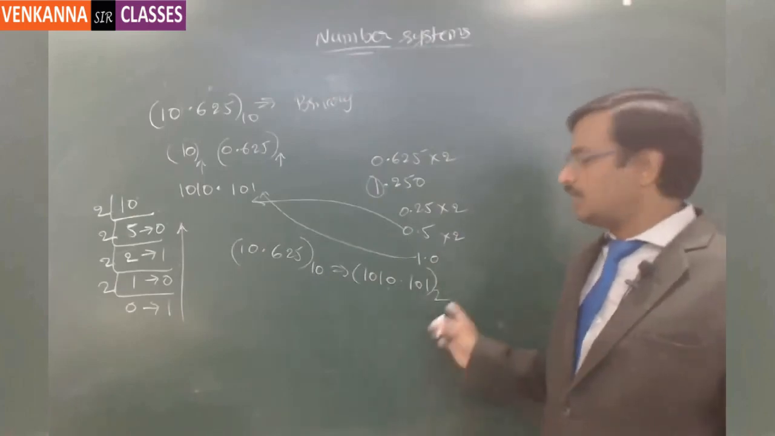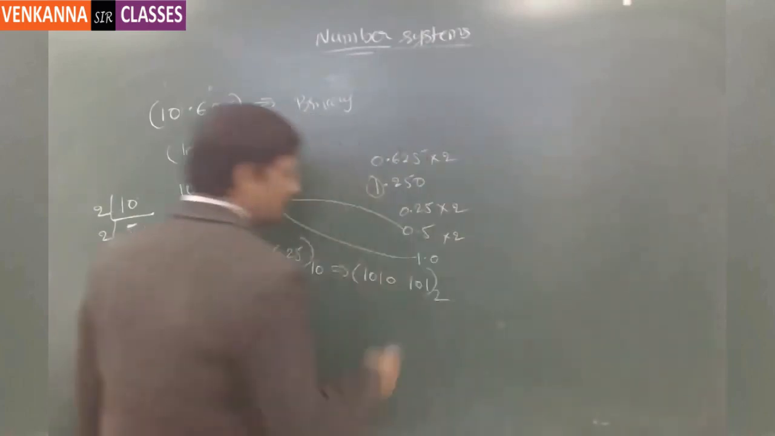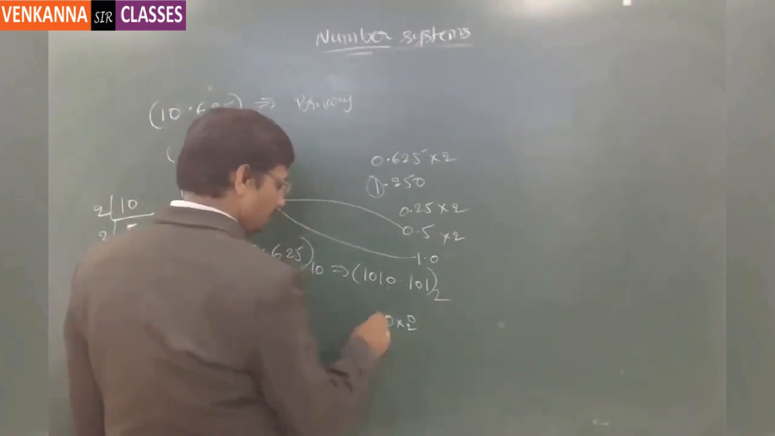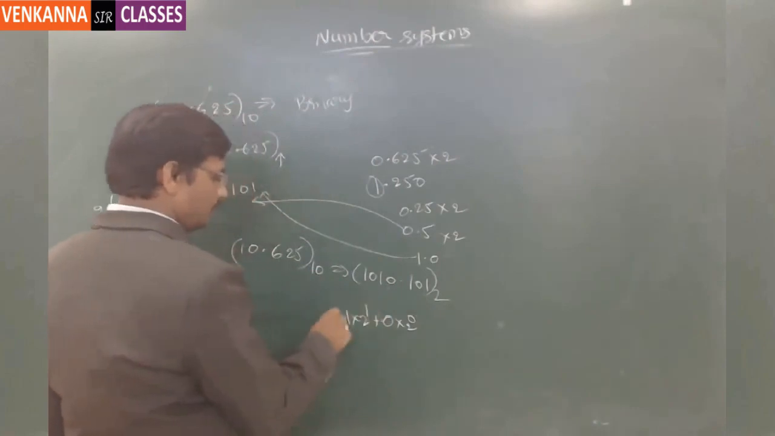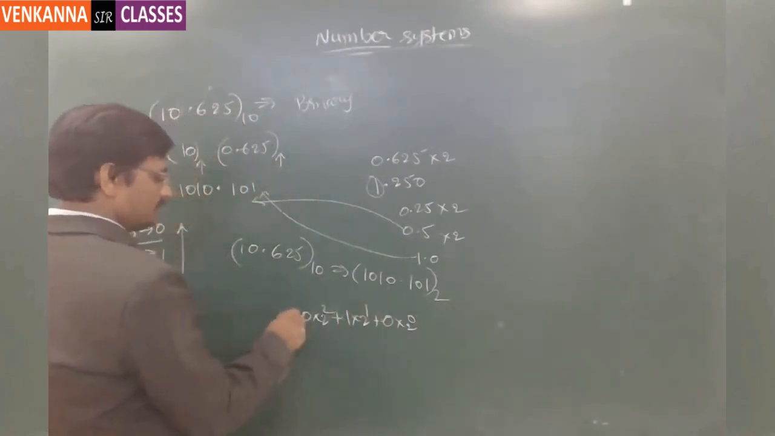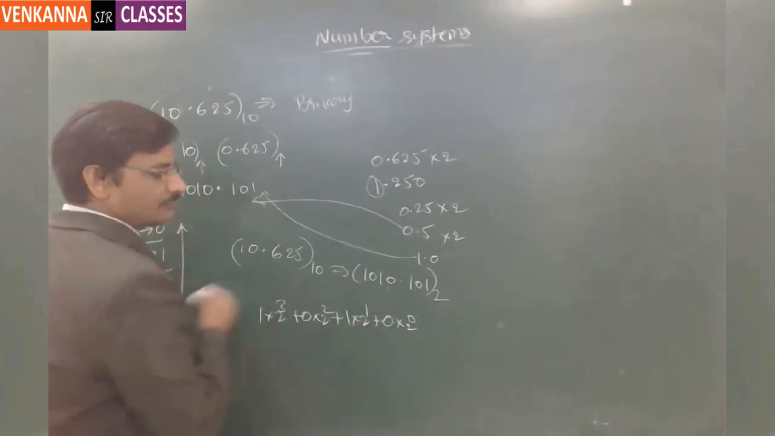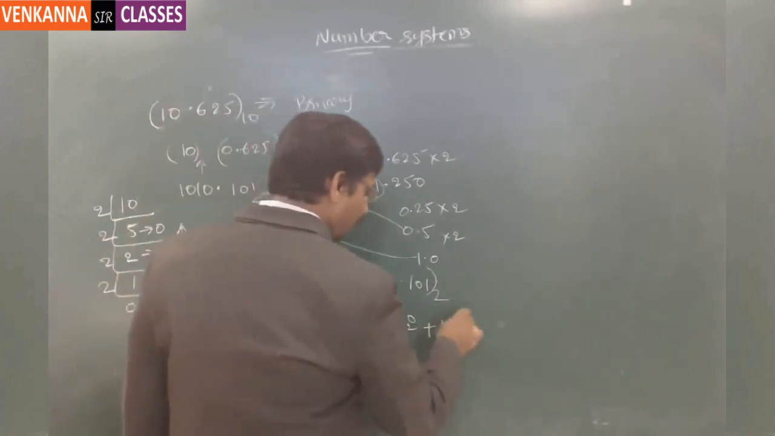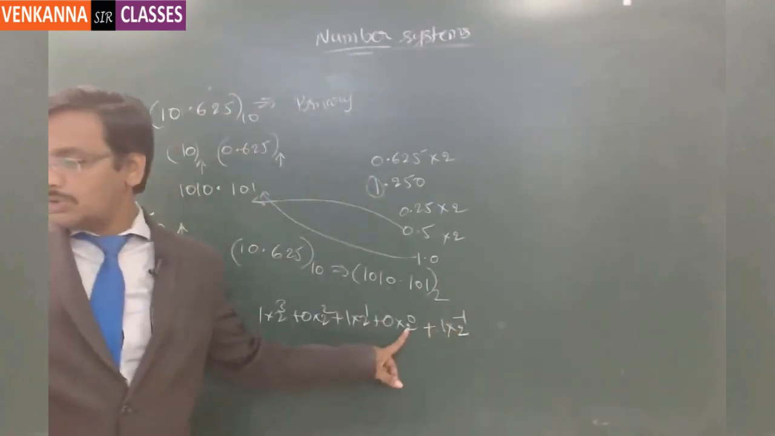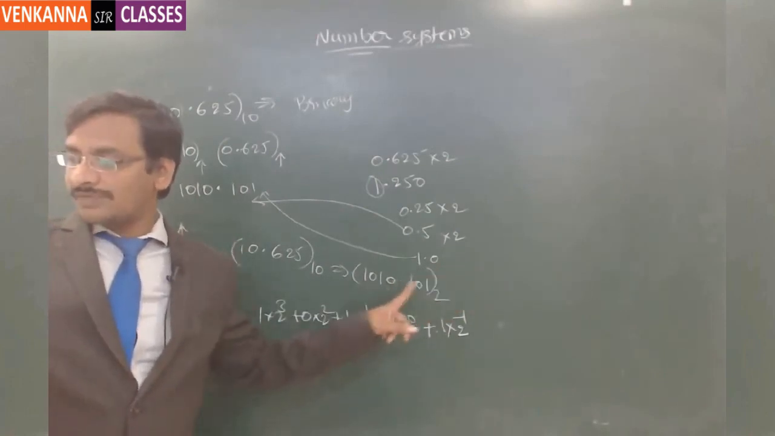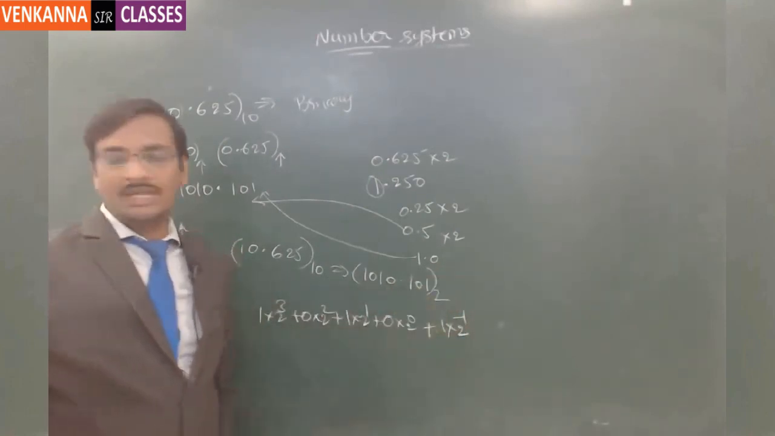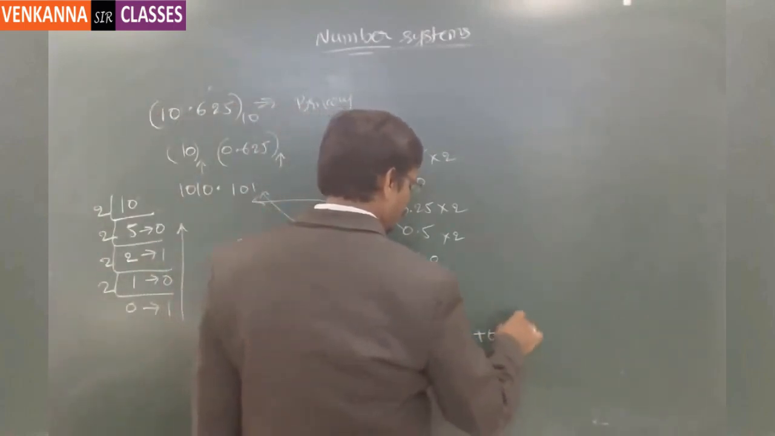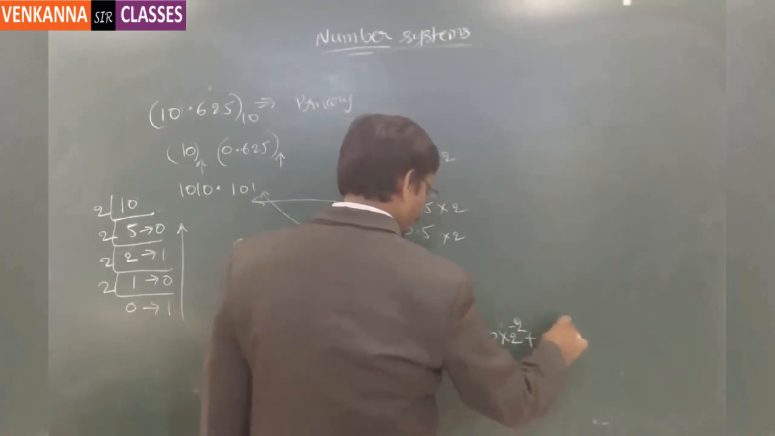Now you can cross check or back verify this. When you are converting this number, on the left side we have 0 into 2 power 0, plus 1 into 2 power 1, plus 0 into 2 power 2, plus 1 into 2 power 3. After the decimal, we have 1 into 2 power minus 1. Because if you are moving to the right side after the decimal, the power is going to be negative. So 2 power minus 1, plus 0 into 2 power minus 2, plus 1 into 2 power minus 3.